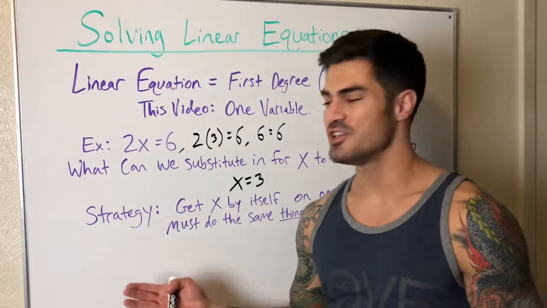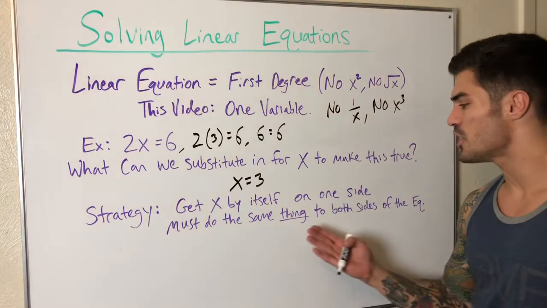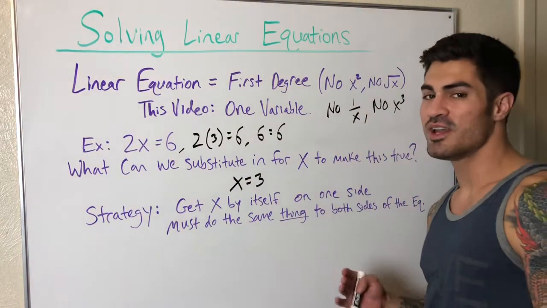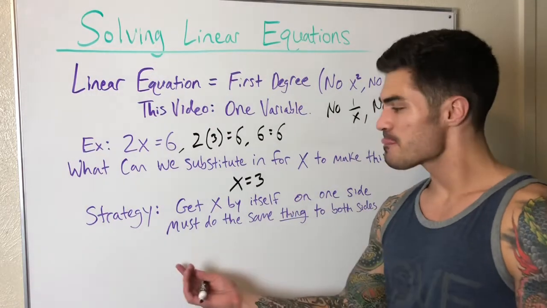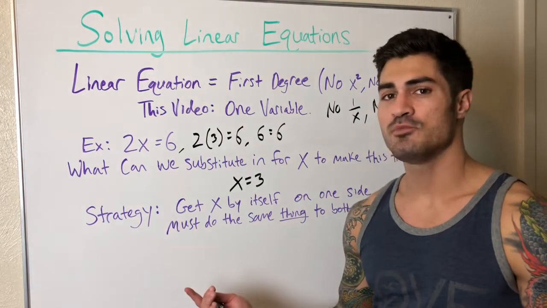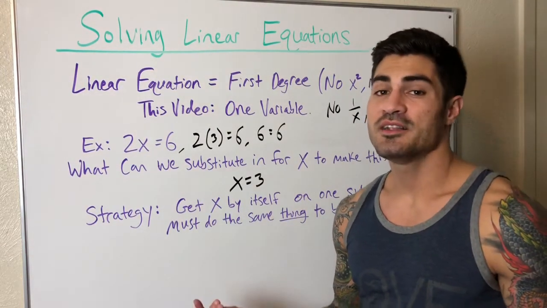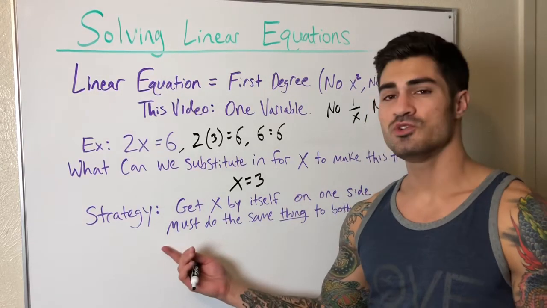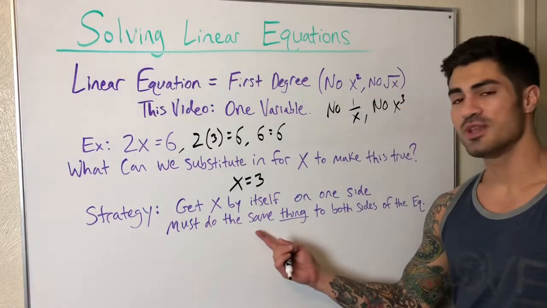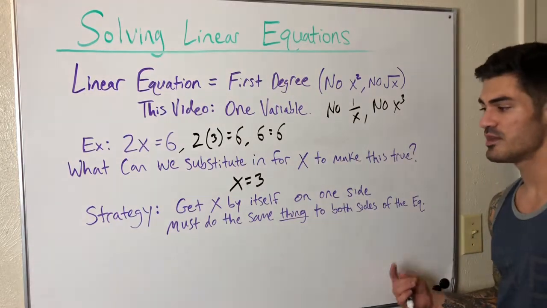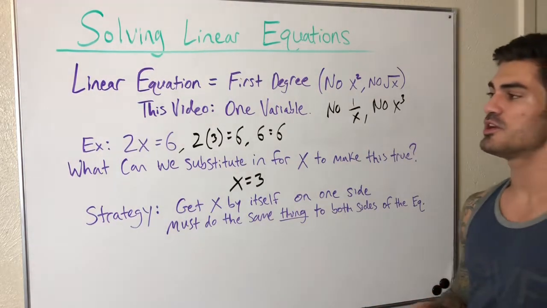So we have a strategy, and what we do is we get x by itself on one side of the equation. And how we do this is using algebra. And we do certain things. We add, multiply, divide, subtract, do these kind of things. But what we do to one side of the equation, we have to do that same thing to the other side. Must do the same thing to both sides of the equation.